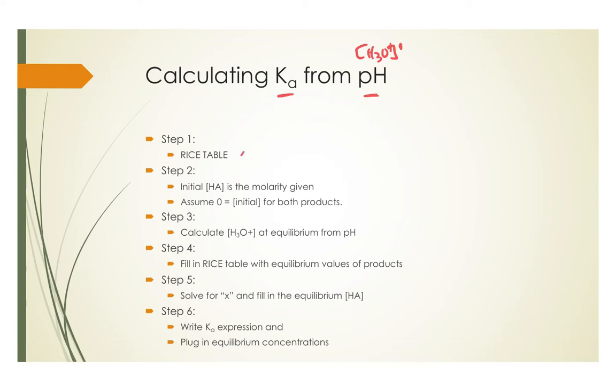First thing, I'm going to set up a RICE table. We're going to set the initial concentration of HA being the molarity given, and then assume the initial for both of our products is 0. Calculate the H3O plus at equilibrium from the pH, which they'll give us. You can put that into your RICE table, figure out what X is, and then write your Ka expression and plug things in. So there are your steps. Let's go ahead and do one.